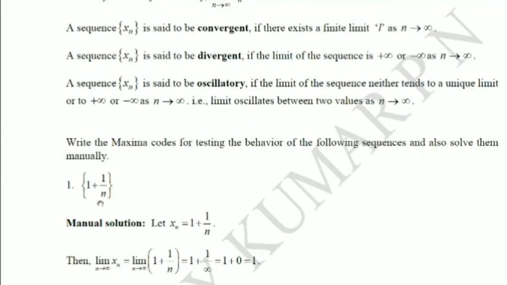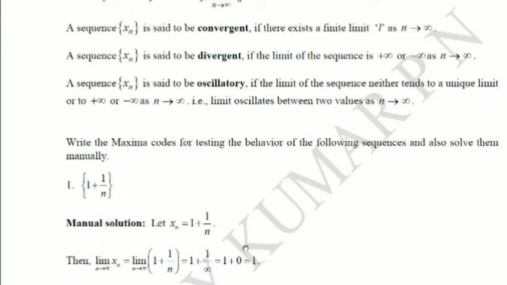The first sequence which we are given is 1 plus 1 by n. So here the nth term is 1 plus 1 by n. Let's call that xn. So we have to find the limit of this nth term. Let's apply limit as n tends to infinity of this. When you apply the limit as n tends to infinity, simply you will get 1 plus 0, which is equal to 1. Therefore, the limit of the nth term of the given sequence is finite and unique. Hence, the given sequence is convergent.